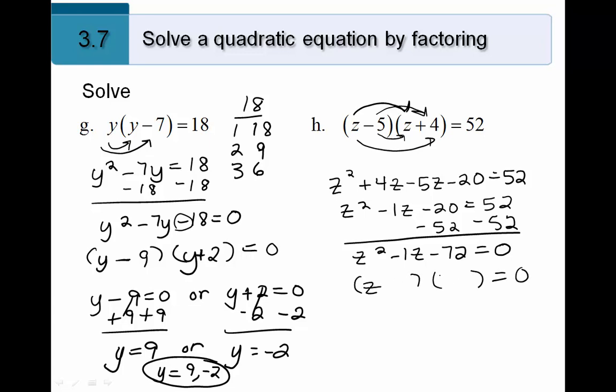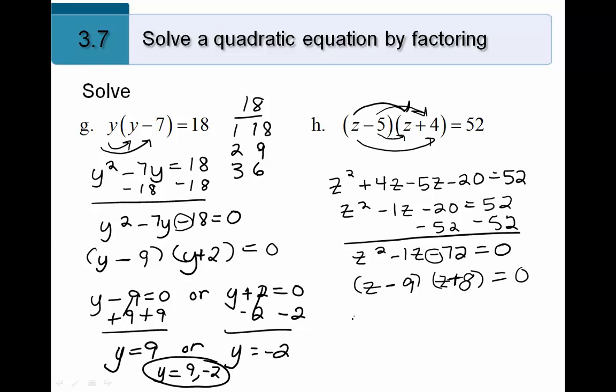z times z is z squared. I need factors of 72 that will add up to negative 1, and my signs need to be different. And 9 and 8 automatically jumps out at me. I hope it does you too. 9 times 8 is 72, rather than list them all. It needs to add up to negative 1, my inner and outer. So I know that that's going to mean my 9 needs to be negative and my 8 needs to be positive. So z minus 9 times z plus 8 has to equal 0.